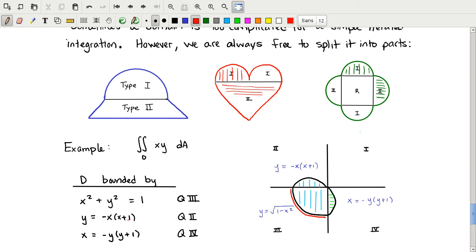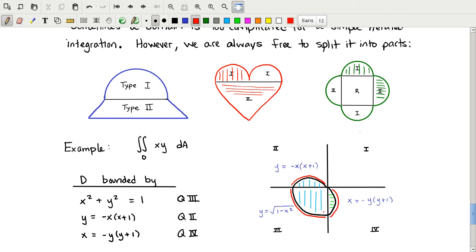In the second quadrant, this is a parabola with intercepts. It's a parabola pointing down, negative x squared minus x, and it has intercepts at 0 and negative 1. That's this right here. And in the fourth quadrant, this is a parabola opening to the left, negative y squared minus y. It has y-intercepts of 0 and negative 1, and that's this piece right here.